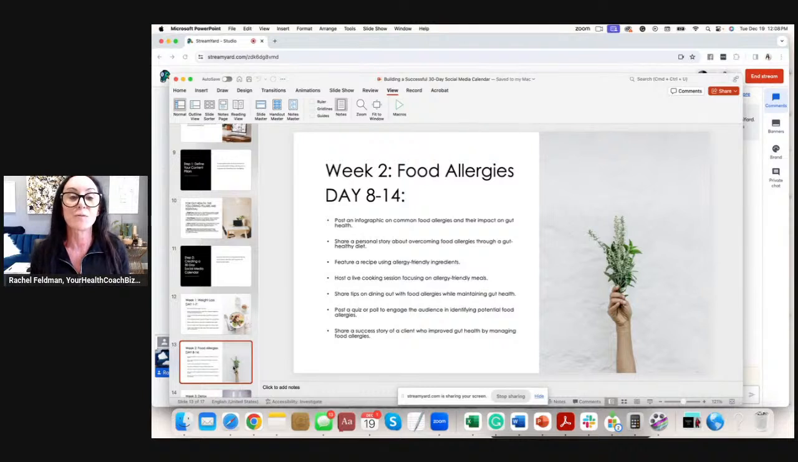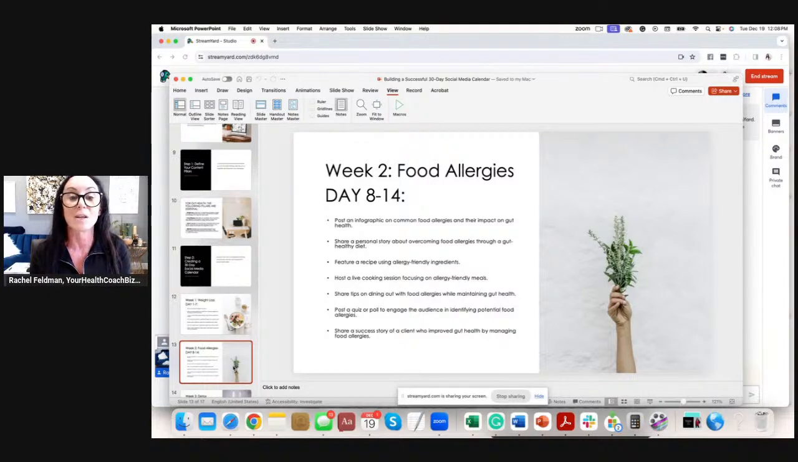Week 2, food allergies, days 8 through 14. Post an infographic on common food allergies and their impact on gut health. We have infographics for that. Share a personal story about overcoming food allergies through a gut-healthy diet. Feature a recipe using allergy-friendly ingredients. You could do that as a reel. You could do that as a static image.